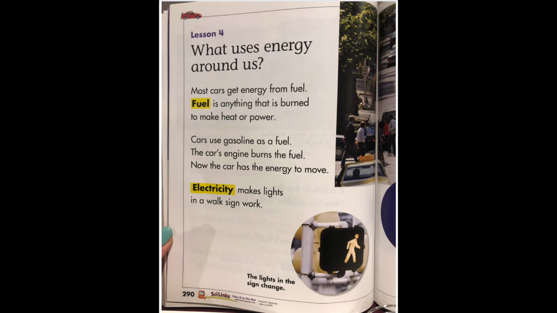So lesson 4, what uses energy around us? Most cars get energy from fuel. Fuel is anything that is burned to make heat or power. Cars use gasoline as fuel. The car's engine burns the fuel. Now the car has the energy to move. Electricity is what makes lights and walk signs work. So that bottom picture says the lights and the sign change.